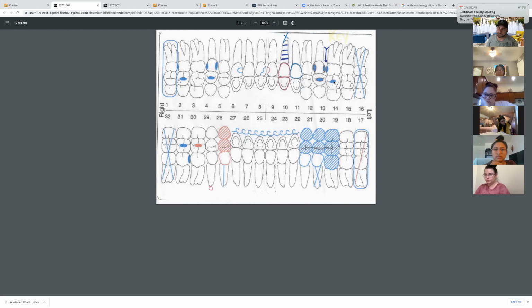Okay, here we have another filling. It's an amalgam filling that needs an MO. Here we have an X, right, which indicates the tooth is no longer there.